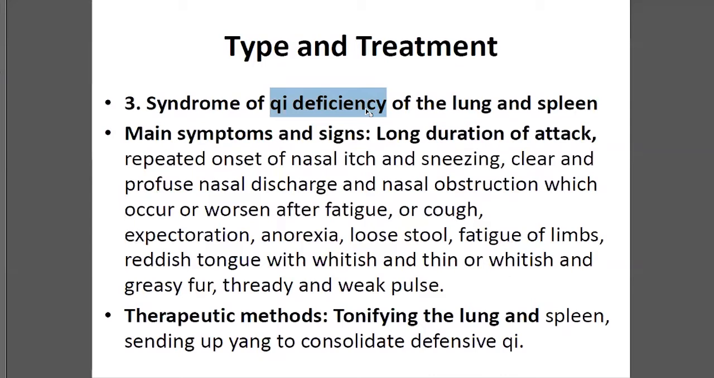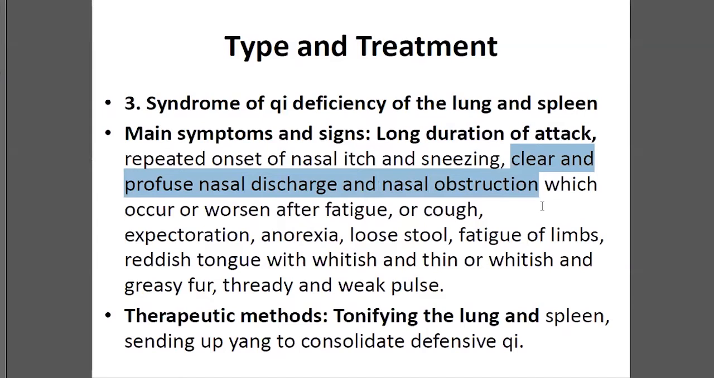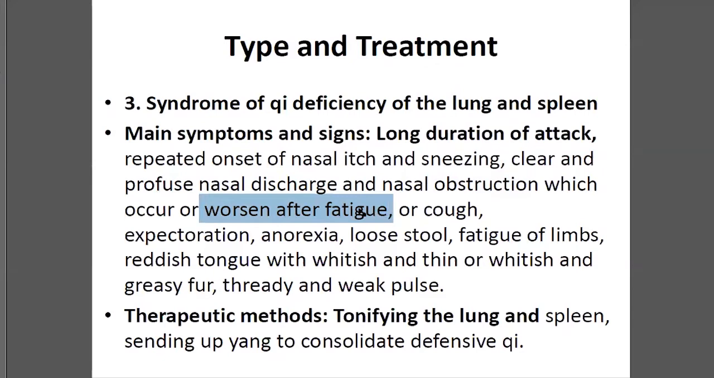So basically qi deficiency pattern is a long-term problem and the duration is a little bit long. It happens repeatedly, with nose itchiness and sneezing, clear nose discharge and nose blocking. For these patients, the symptoms get worse after exercise or after fatigue, whatever they do. Typically, qi deficiency causes the problem.